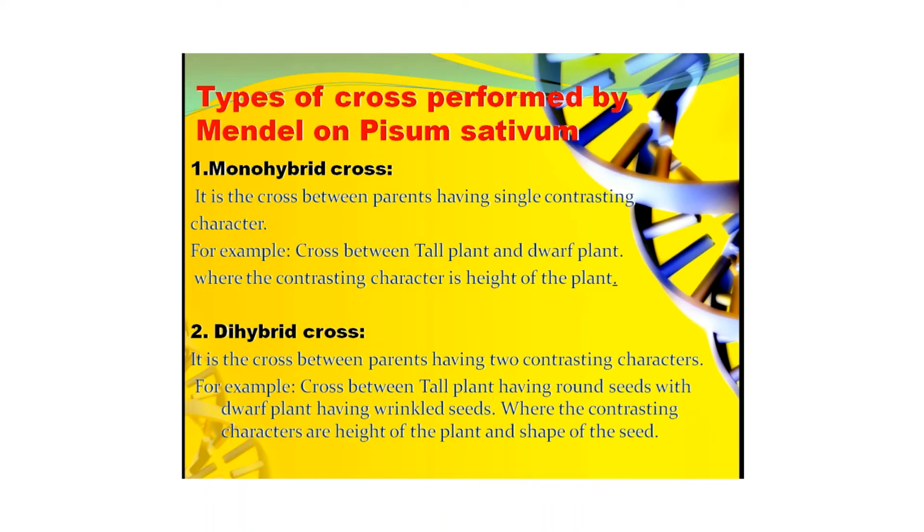So the same example I have taken here, cross is happening between a tall plant having round seed, that is one parent. Another parent is a dwarf plant having wrinkled seed. So when you look at them, the contrasting characters that we have selected are two. We have selected height of the plant, where two variations we have seen, tall plant and a dwarf plant. We have selected shape of the seed, where two variations we have seen, wrinkled seed and a round seed.